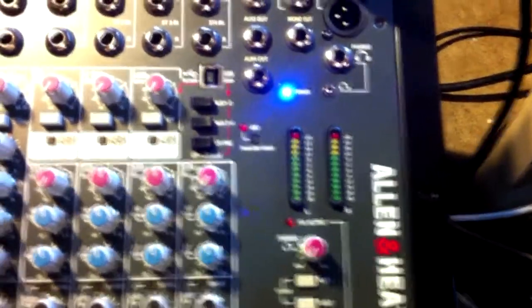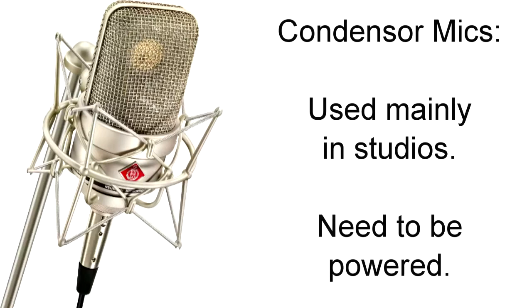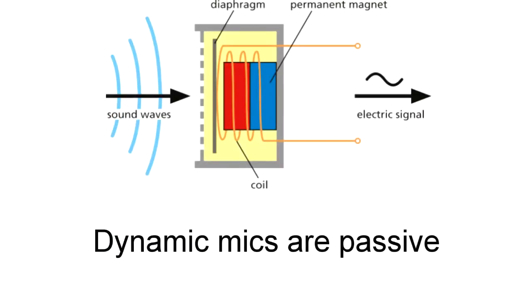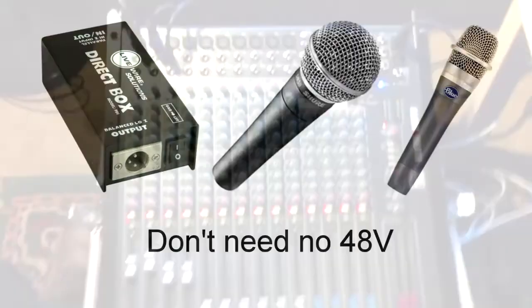Most mixers are equipped with 48-volt phantom power. Phantom power is generally used to power condenser microphones, which need their own separate power source. In a live setting, there is almost always no reason to use phantom power. So as a general rule, leave it off.